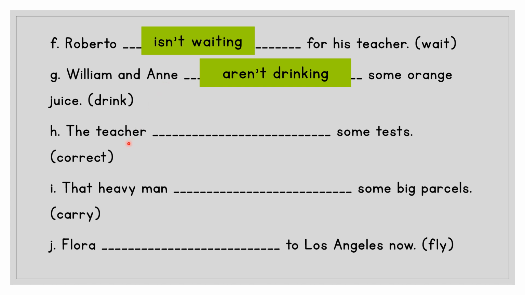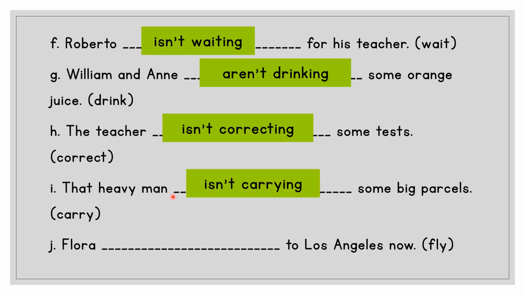Betul right? Salah? Buat pembetulan. Next, H. The teacher is or is pula dah. Singular or plural? Singular. Isn't or aren't? Isn't. So, isn't correcting some tests. I. That heavy man. Okay, that heavy man. Tadi kita dah cakap kan, dia ni singular or plural? Singular. So, isn't or aren't? Isn't. So, that heavy man isn't carrying some big parcels.